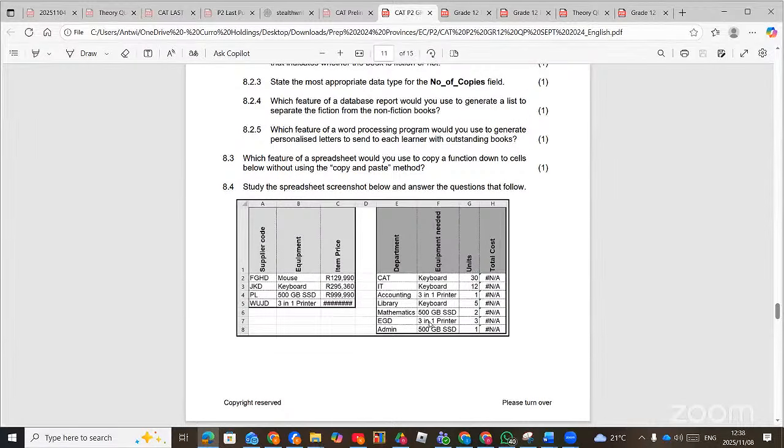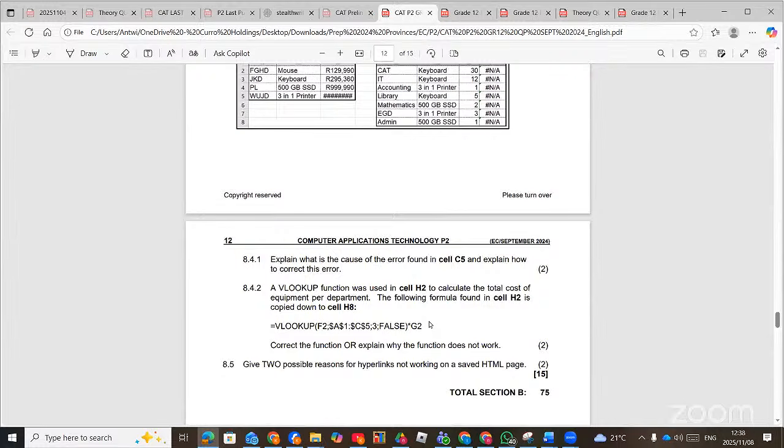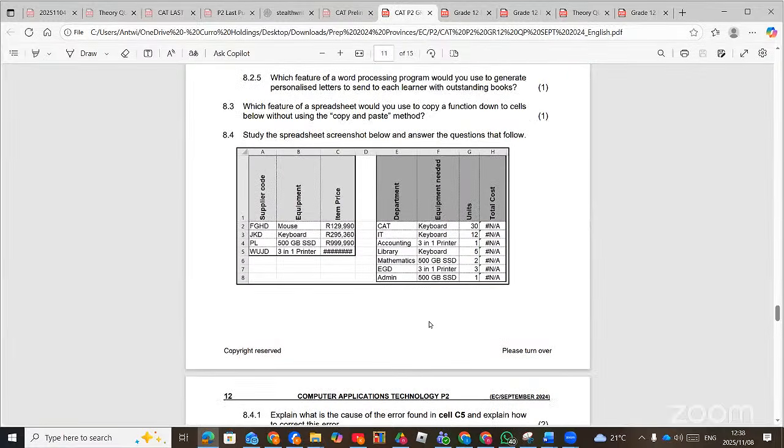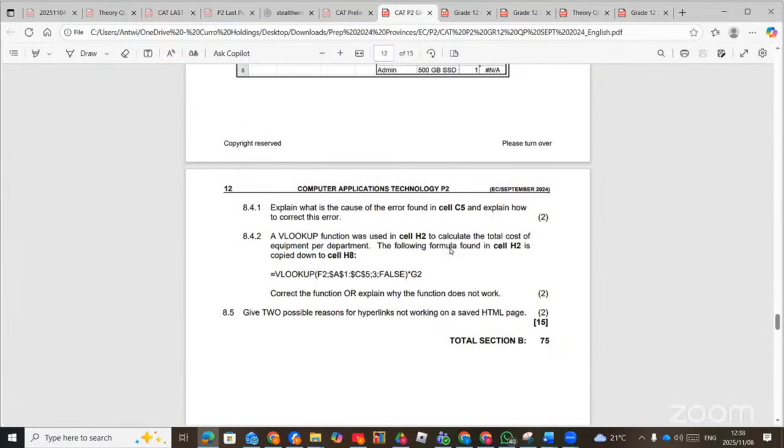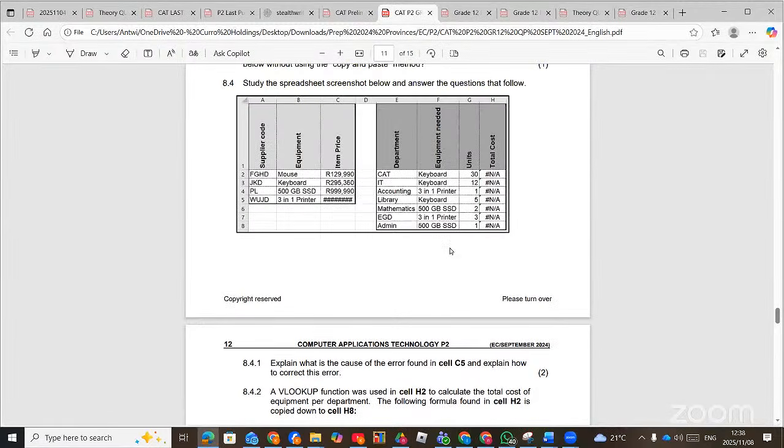Now, when it picks the multiply by G2, this question says, correct the function or explain why the function does not work. So you can see after that, then they multiply by the value in G2. So VLOOKUP, F2, the table was that, designed properly in column 3, 3-in-1 printer, keyboard, mouse, and others. So it could be that not all the options are here. The false might be a problem. So you could have been also true. And then you are taking from the third one.